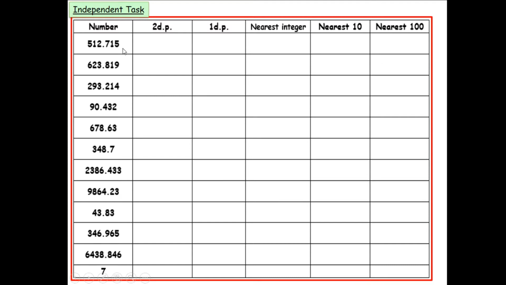So for one question, you need to round to 2 decimal places, round to 1 decimal place, round to the nearest integer. The nearest integer means the nearest whole number. Round to the nearest 10 and round to the nearest 100. So you're going to pick 5 of these questions if you are in set 3. Okay, so any 5 of these questions if you are in set 3.